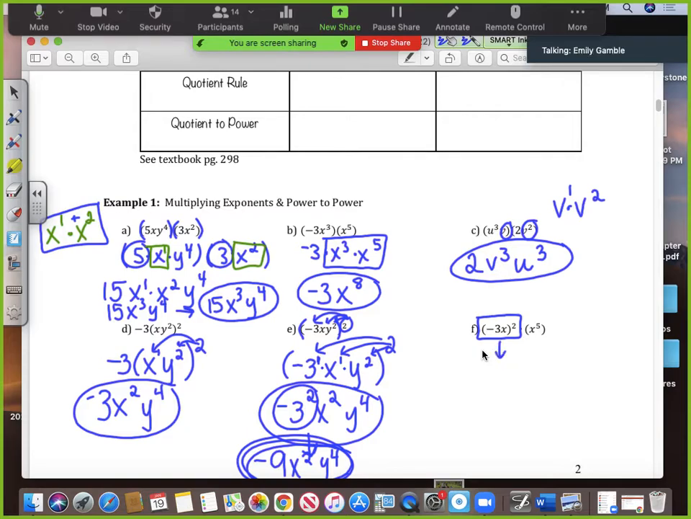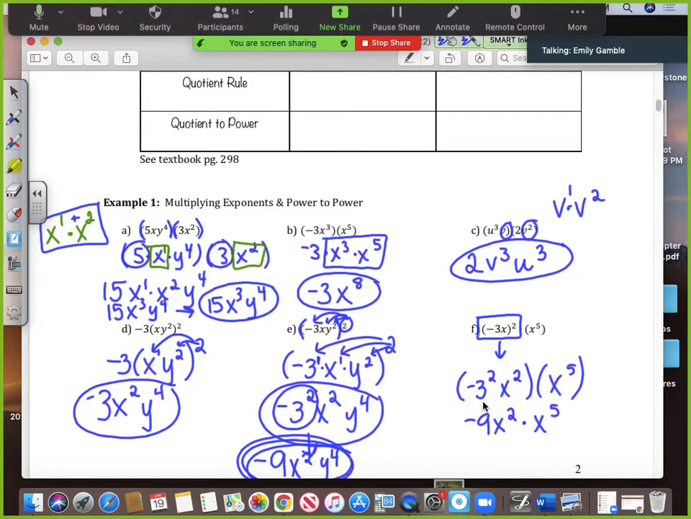So -3x to the second power is the same thing as -3 to the second power times x to the second power, like that. I got that by taking the power of 2 on the outside and distributing it to everything on the inside. So now I have -3 squared, which is the same thing as -9. So I have negative 9x squared, and I need to multiply that by x to the 5th power.